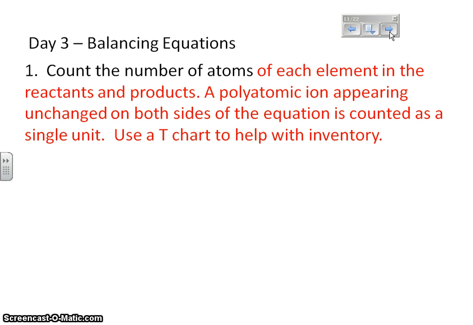Well, first of all, we have to count the number of atoms of each element in the reactants and products. Okay, it's basically an inventory. We have to take inventory. Alright, a polyatomic ion, now remember that is a covalently bonded group of atoms that acts as a single unit, appearing unchanged on both sides of the equation, is counted as a single unit. Use a T-chart to help with the inventory.